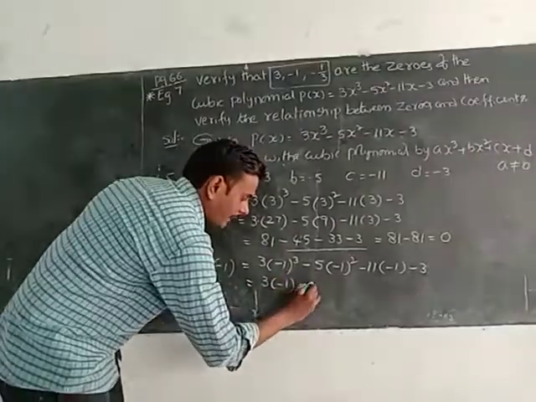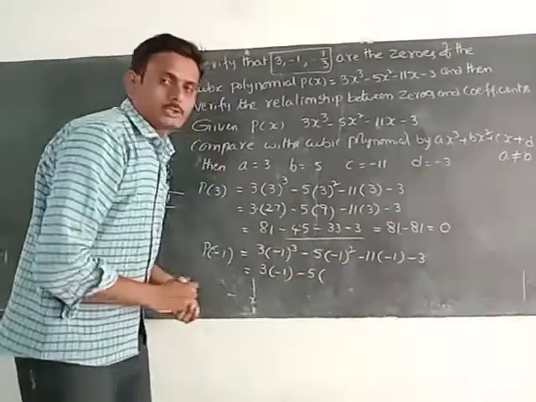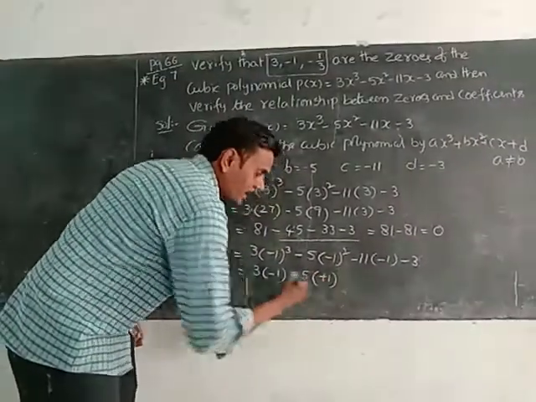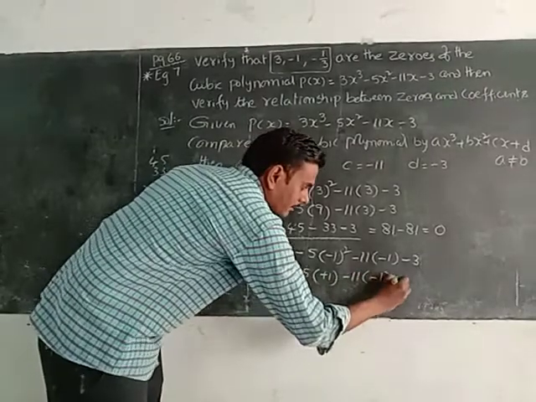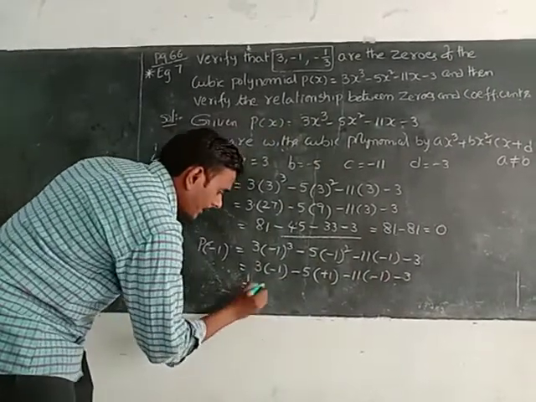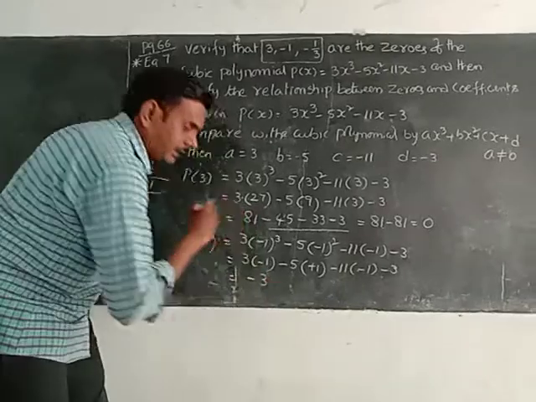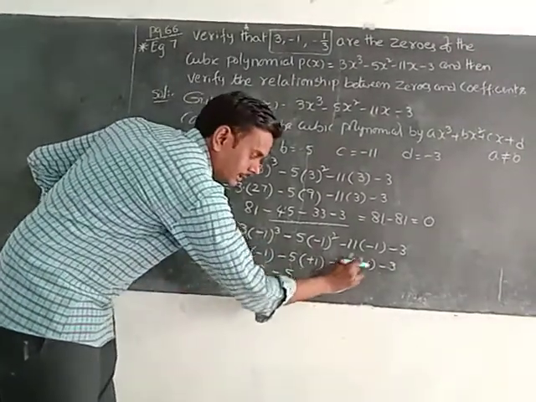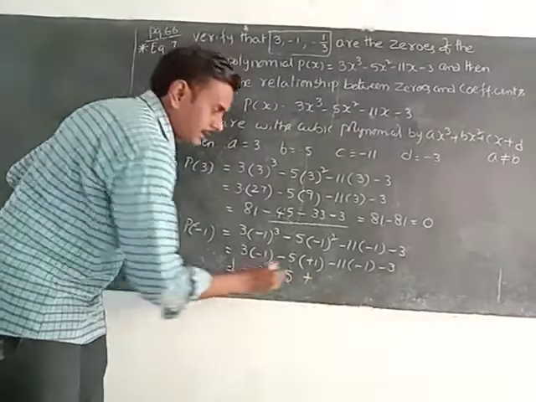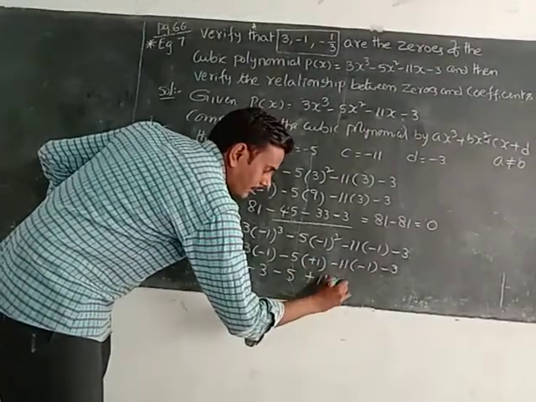Next, 5 minus 5 into minus 1 into minus 1 plus 1 plus 1 minus 11 into minus 1. Third, simplify again: 3 into minus 1 minus 3, 5 into plus 1 minus 5. Minus into minus is plus. Minus into minus is plus. 11 into 1 is 11, minus 3.